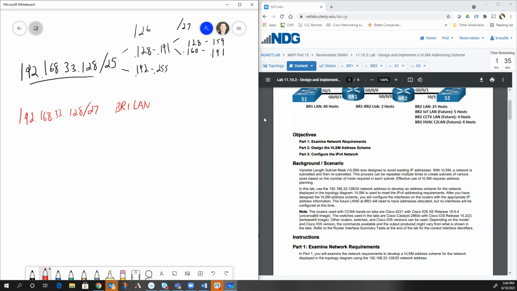Okay. Now we look for BR2 LAN of 25 hosts. So what I would do now is we pulled this out, so we got to leave this out. We can't use this again, so it's gone. But we can borrow another, so /28. 26, 27, 28. So this is now 32. Let me start over, 16. Sorry, 16.